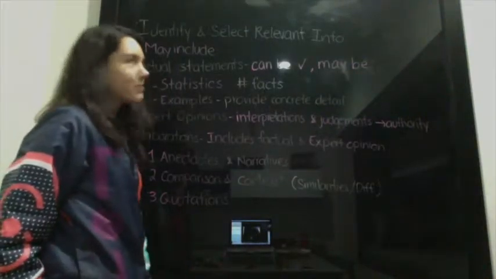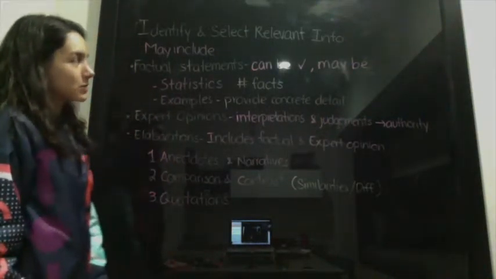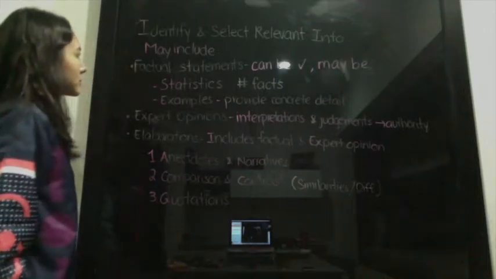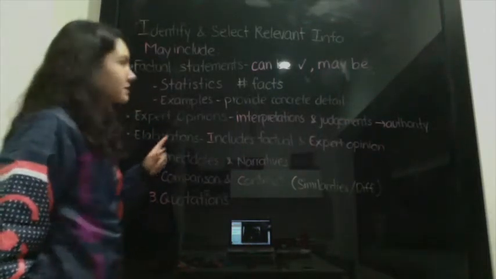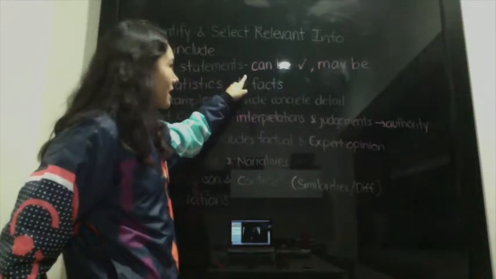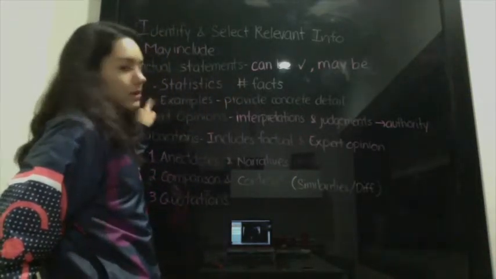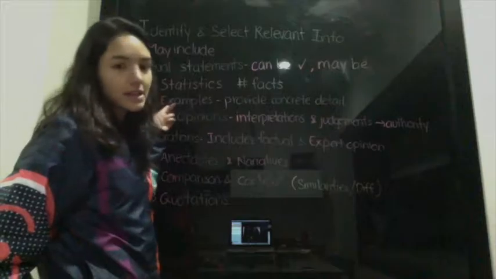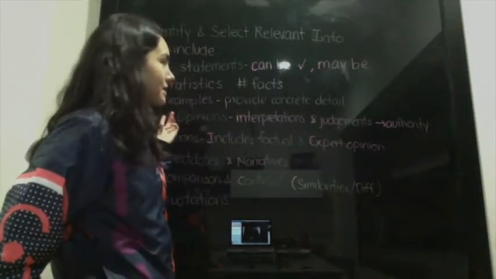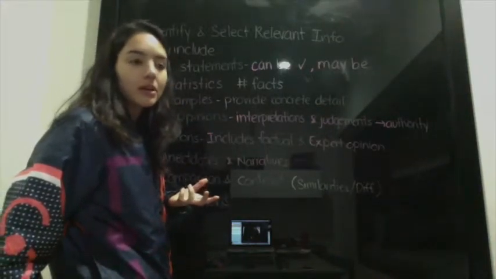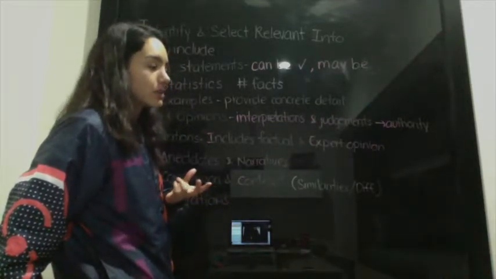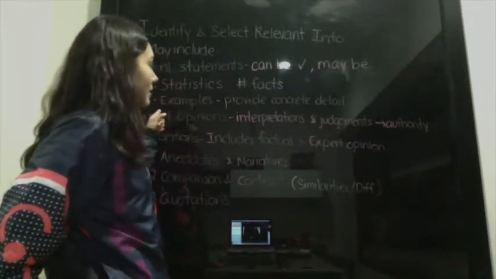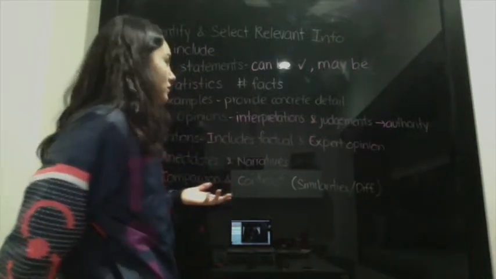The next step is to identify and select relevant information. Your information may include factual statements. This means that the statements can be verified, and they may be statistics or examples. Statistics refers to numerical facts, because some people understand more when you explain with numbers. And examples provide concrete detail.